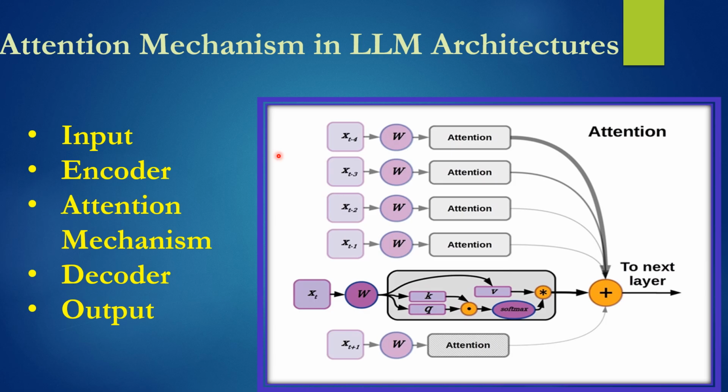In a large language model, this attention mechanism allows the model to selectively focus on different parts of the input text when generating a response. This is particularly important because large language model inputs can be quite long, and the model needs to consider various parts of the input when generating a response. So let's take a simple example to illustrate the attention mechanism. Suppose you are using a language model to generate a summary of a news article.